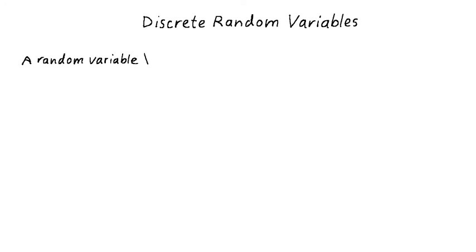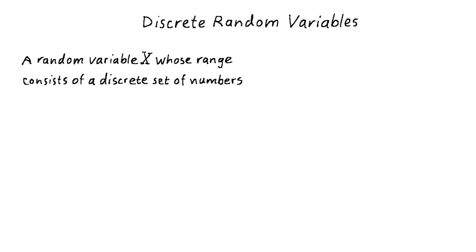In order to make progress at this point in our discussion, we'll need to put random variables into one of two basic categories. Our first category will be discrete random variables. In this category, we put any random variable, capital X, whose range consists of a discrete set of numbers, say lowercase x1, lowercase x2, and so on. I'll emphasize that the discrete set of numbers may be finite, but there are also cases in which it's infinite.